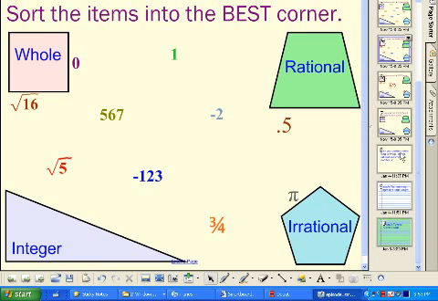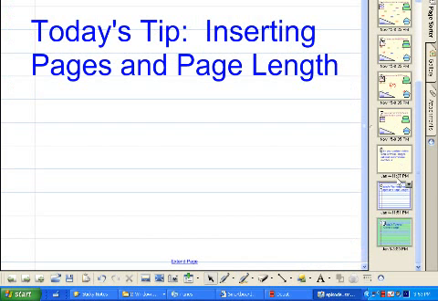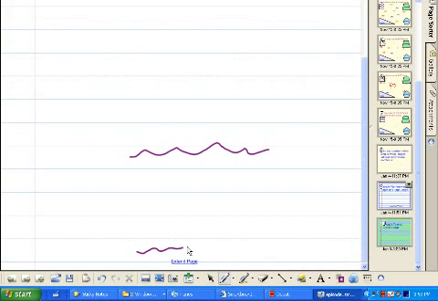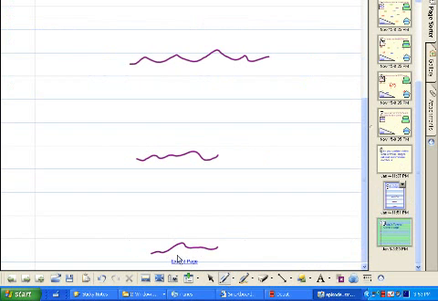All right. So moving on to today's tip, we're looking at inserting pages and looking at page length. Now, typically when teachers start working with SMART Notebook documents, and especially teaching with this, you start annotating things and writing things and adding things onto a page. And you get to the end of the page, and then you extend the page. And then you'll add something, and you'll extend the page, and extend the page.